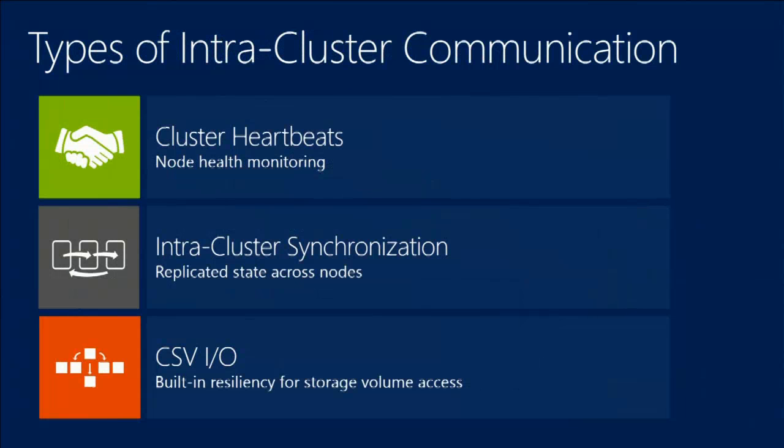The traffic that cluster generates can be classified into 3 big buckets. The first one is the health monitoring for the nodes, which is cluster heartbeating, where cluster checks whether all other nodes are alive. The next one is intra-cluster synchronization, which is the bulk of the heavy lifting for the state replication. And lastly, if you're using cluster shared volumes, the I/O considerations for that, that's the third bucket.